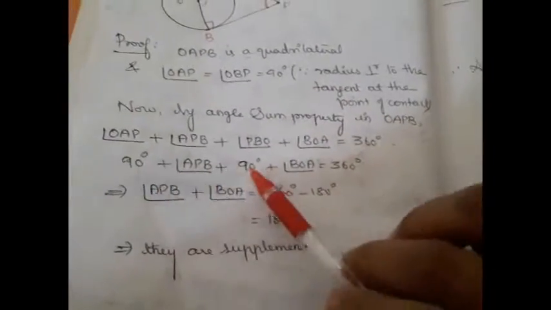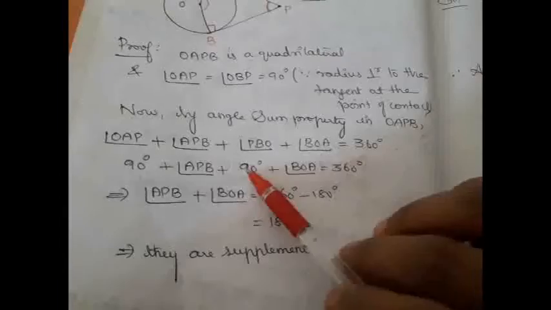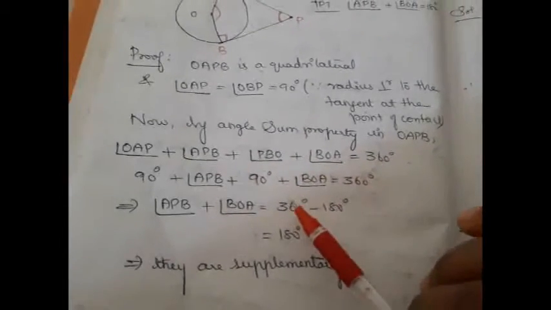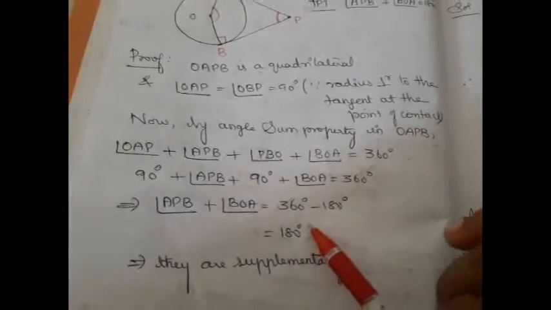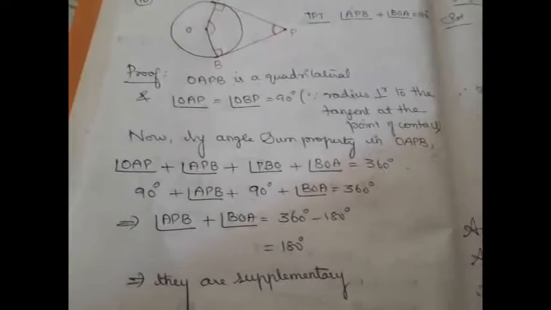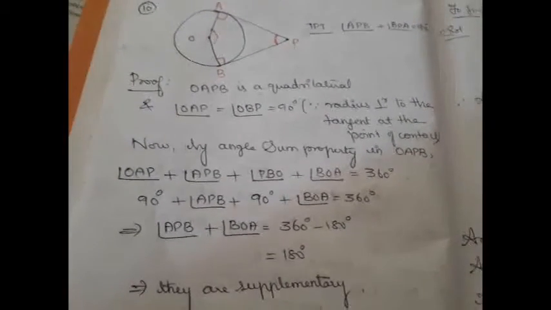What is 90 plus 90? 180. I am going to bring this 180 to the other side. So it has become 360 minus 180, which is 180. Hence we proved the sum of this angle plus this angle is 180 degrees, which means they are supplementary. Right? Hope you understood. It's quite easy.